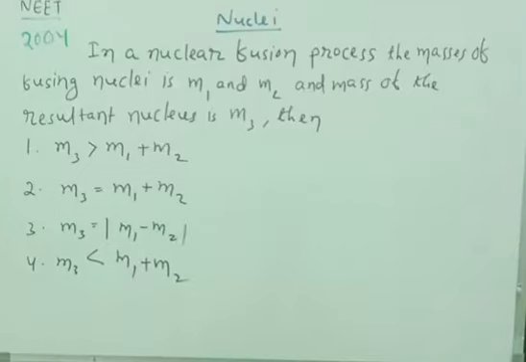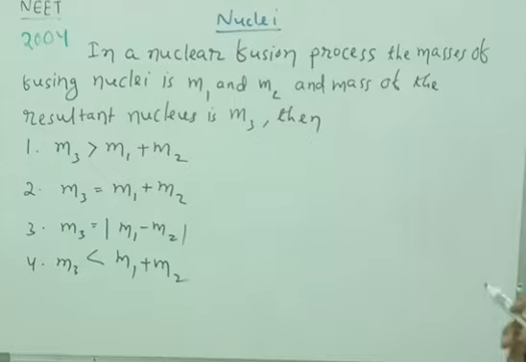Students, this question was asked in NEET 2004 from the chapter Nuclei. In a nuclear fusion process, the masses of fusing nuclei are M1 and M2 and the mass of the resultant nucleus is M3. Then what is the relationship between M1, M2 and M3? We have to find out among the four given options.